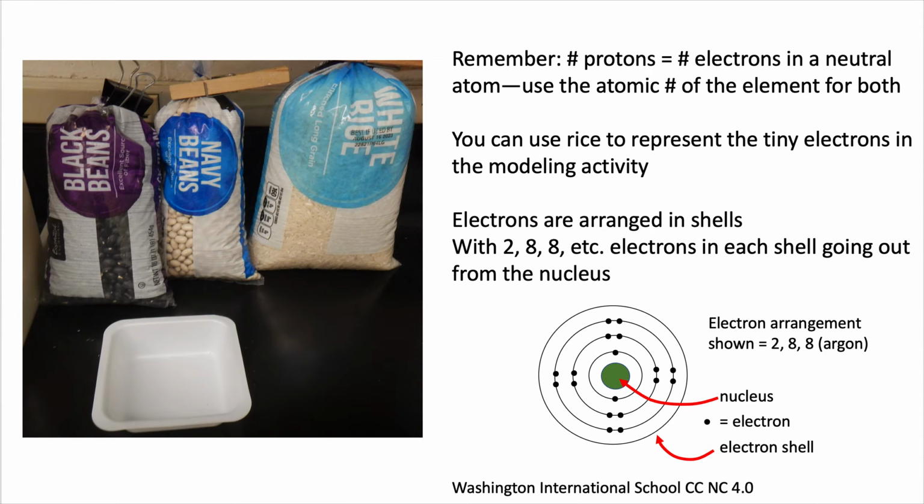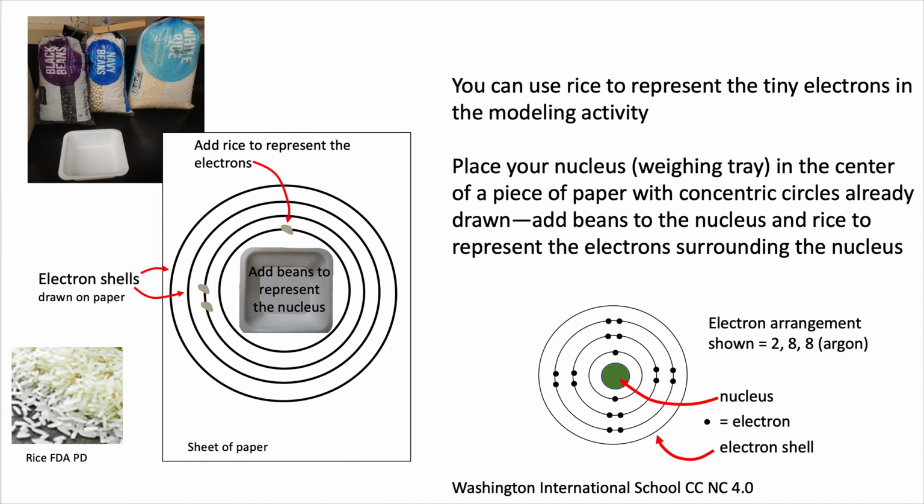We want to know how many electrons are around. If it's iron, it's going to have 26, the same as the atomic number. And we can represent the electrons with rice in a modelling activity. Electrons are arranged in shells in the Bohr model, 2, 8, 8, and then a few more in each shell going out from the nucleus. And there's a diagram there with dots representing electrons. We can do that with our model by having a piece of paper with the concentric circles for the electron shells already drawn, add the beans to represent the protons and neutrons in the nucleus, and then the rice: fill up the 2 in the inner shell first, then the 8, build it up to get your electron configuration, and you write them down as 2, 8, and if there are enough for 8, how many are in the 3rd shell.